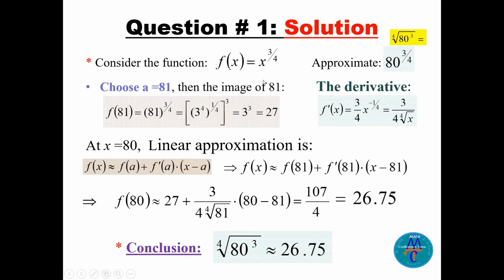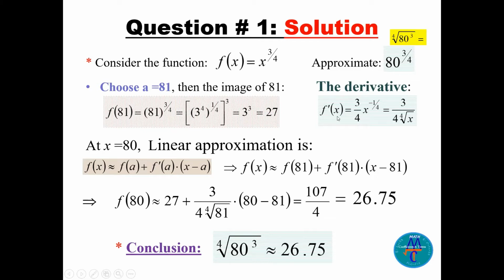So we can construct or consider a function that looks like x to the power 3 over 4. If I choose a to be 81, f of 81 will be 3 to the power 4, to the power 1 over 4, to the power 3. So we can cancel this 4, and it will be 3 cubed, which equals 27. So if I replace 81 in the function, the image will be 27.